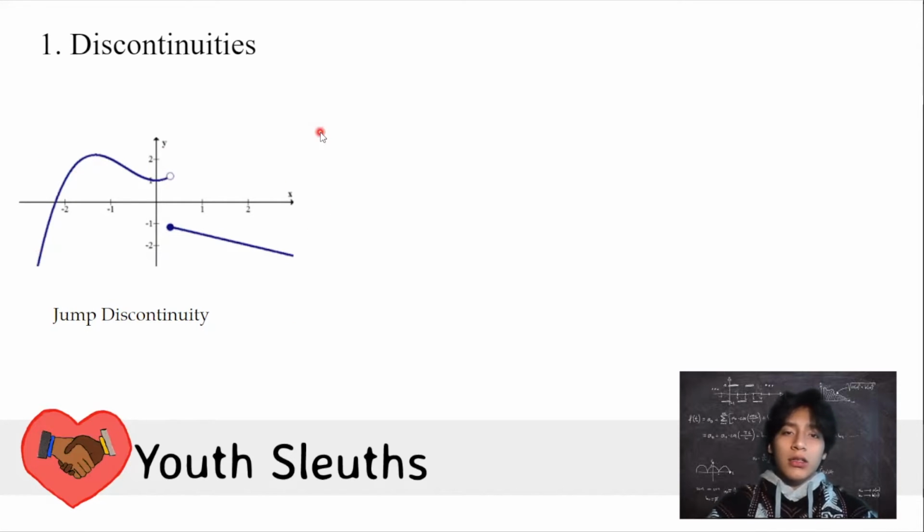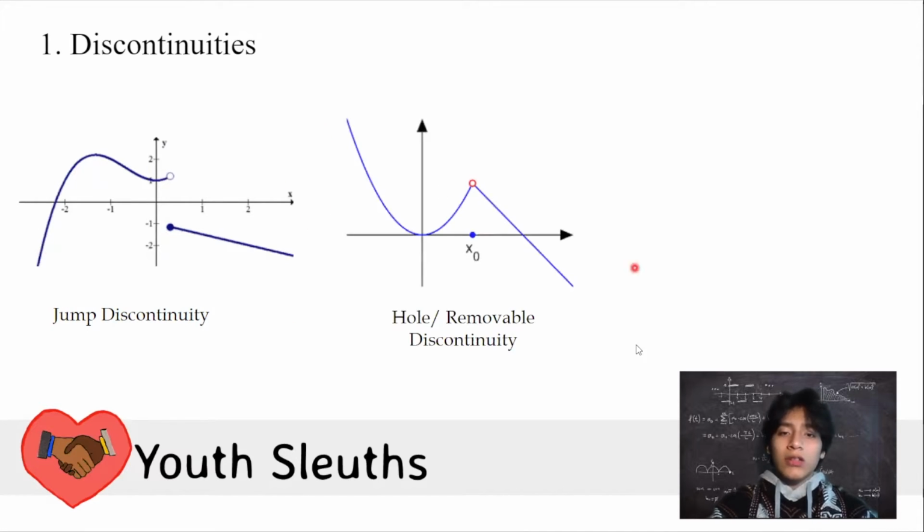Our second discontinuity is our hole or removable discontinuity. This is when a function never disconnects, but as we approach a point, there is a removable point or a hole. In this specific example, the hole is at x sub 0.